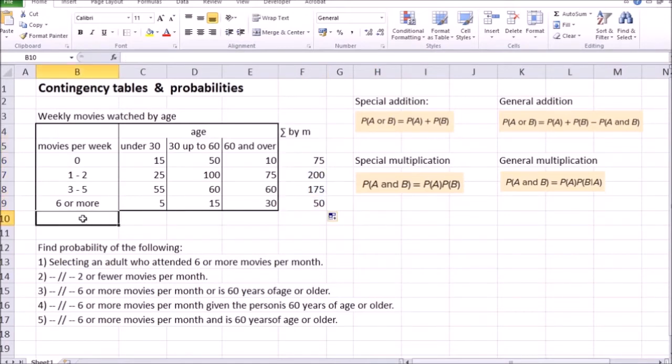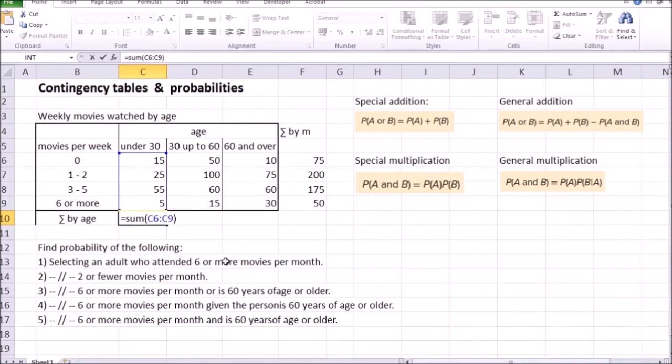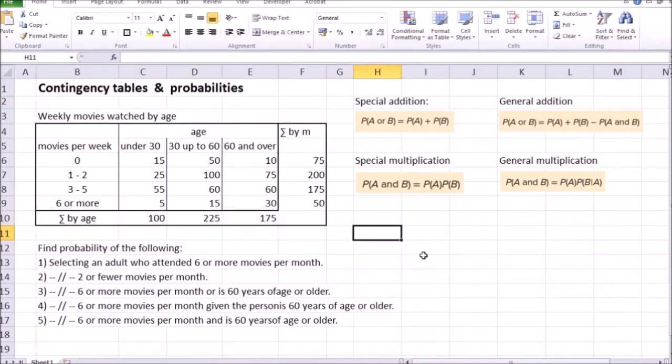Next, let's do the same to find the totals by age. For example, let's find the total number of respondents who are under 30. Same for this age group and the next. I'll just use this simple Excel formula and copy that across the age groups. Now it will be much easier to answer these questions using some simple formulas. So let's jump into these questions.